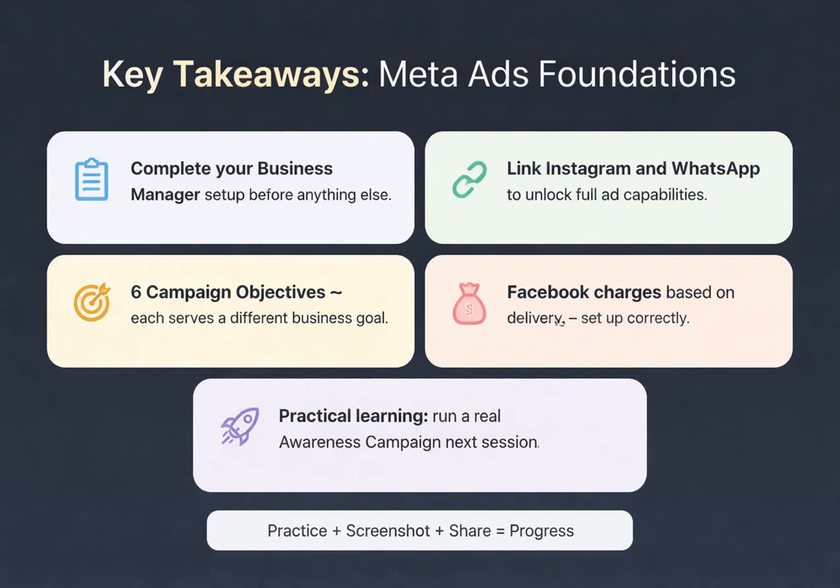Let's wrap up with the key takeaways from everything covered in this section. Number 1, complete your Business Manager setup fully before moving on. Number 2, link both your Instagram and WhatsApp accounts so your ad account has full functionality. Number 3, there are 6 campaign objectives in Meta ads, and the next session will go deep into each one so you understand when and why to use them.